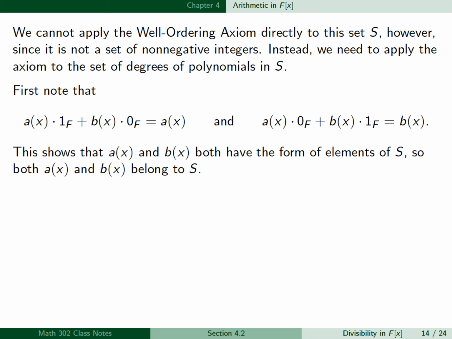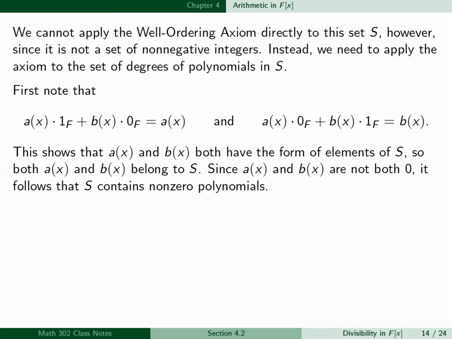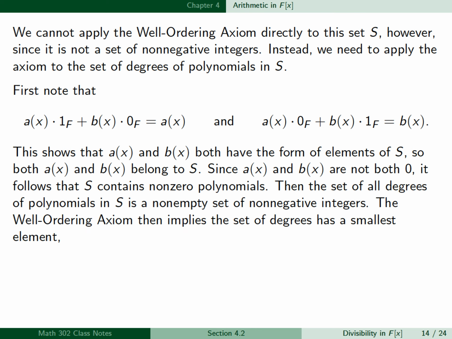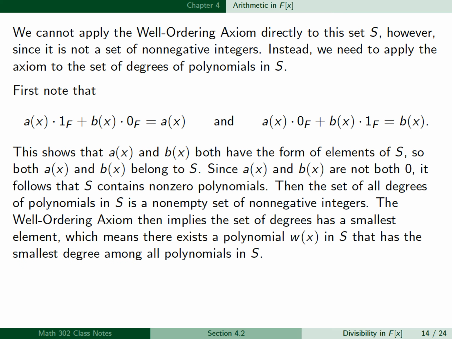So this tells us that the set S is non-empty and has non-zero polynomials. Since a of x and b of x are not both 0, it follows that S contains at least some non-zero polynomials. So then the set of all degrees of polynomials in S is a non-empty set of non-negative integers. So this means we can apply the well-ordering axiom to the set of degrees of polynomials in S. So the well-ordering axiom implies that the set of degrees has a smallest element, which means there exists a polynomial w of x in S that has the smallest degree among all polynomials in S.